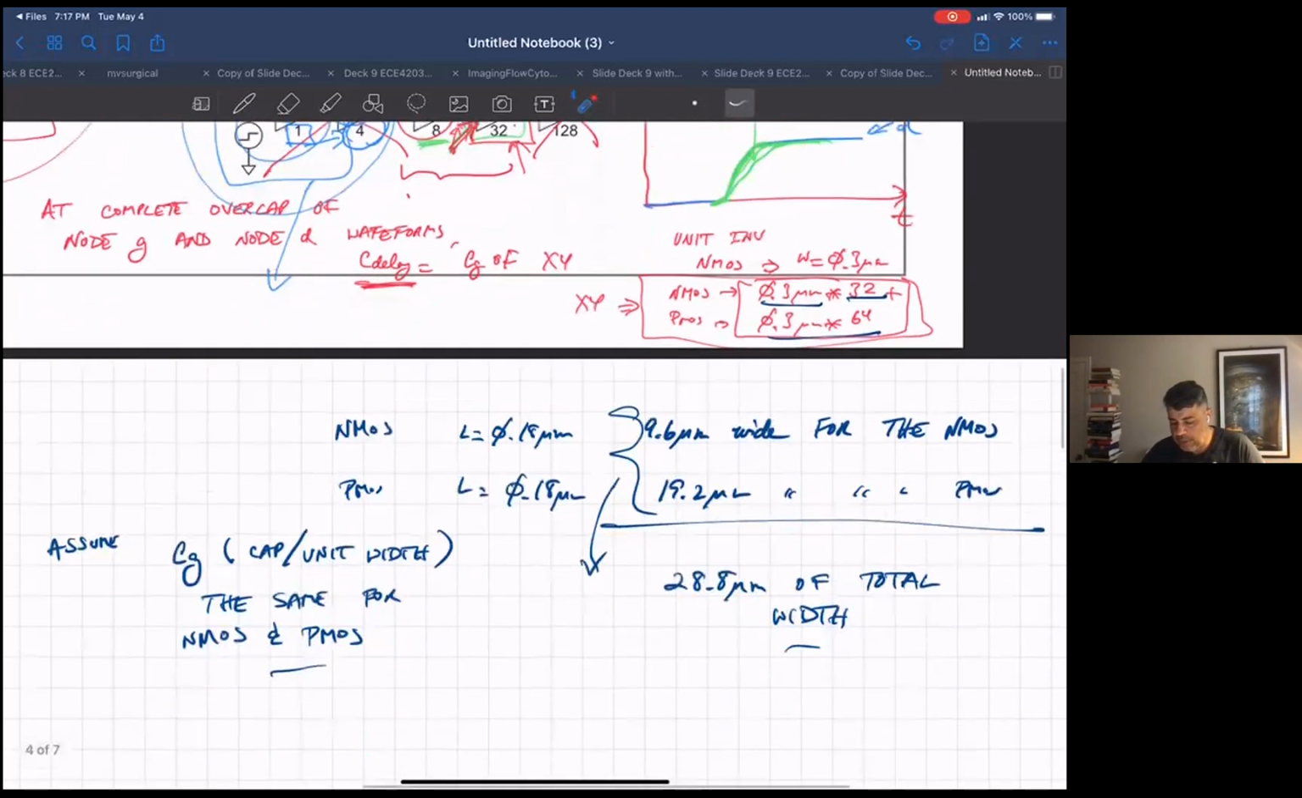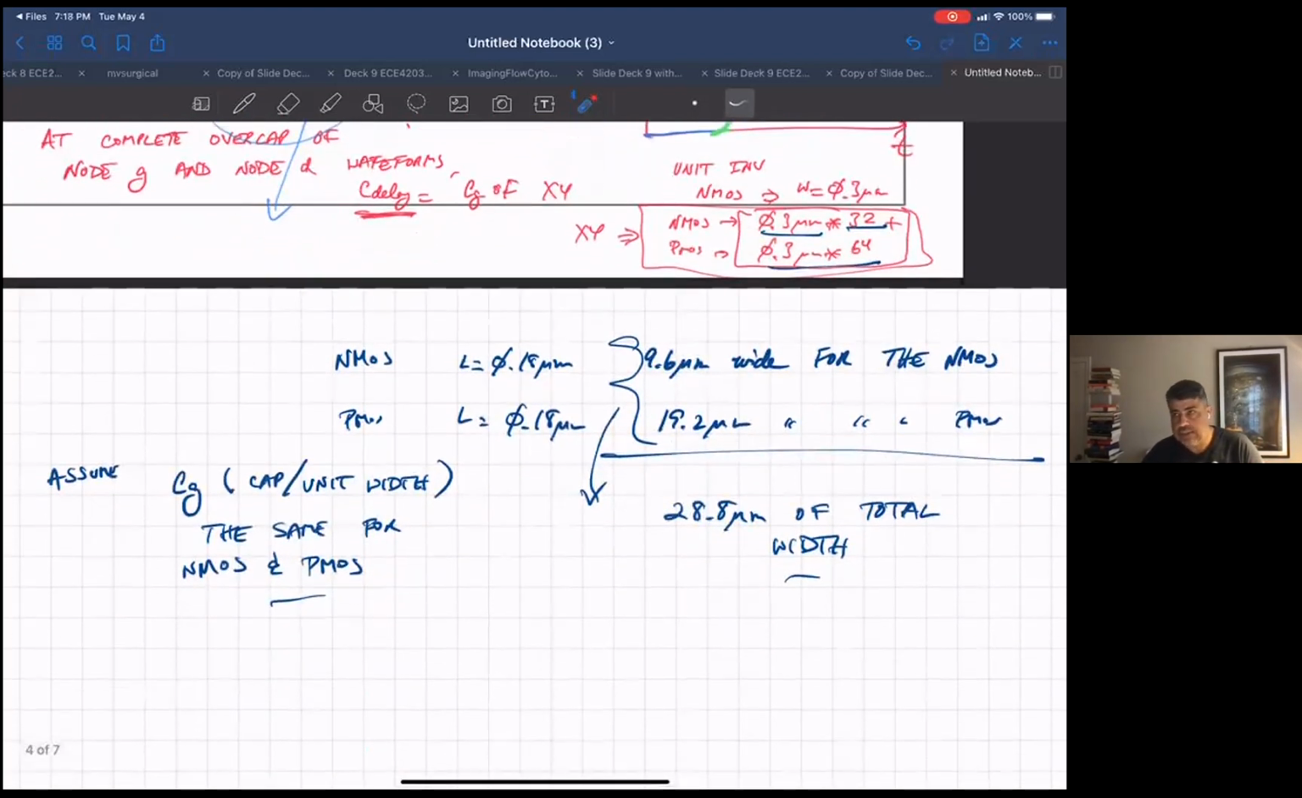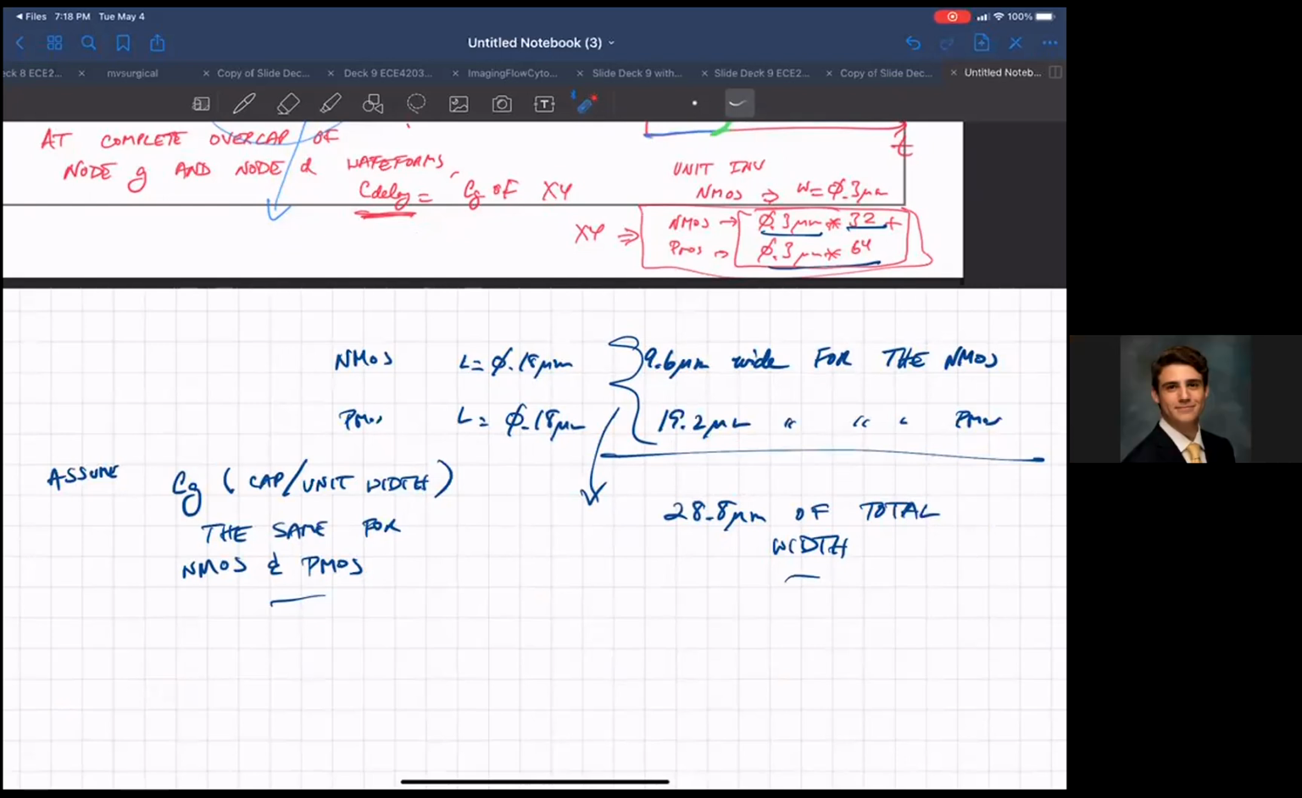It's just that if you want to make modifications to your base inverter, you have to do it on all your transistor schematics rather than just doing it in one. Do you see what I'm saying? If for some reason you decided you wanted the minimum width to be 0.4 microns, then it's a little bit more painful. So anyway, this is 28.8 microns of total width.